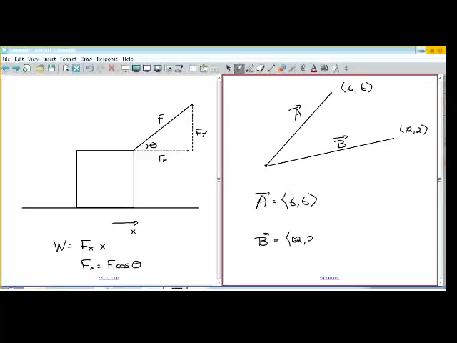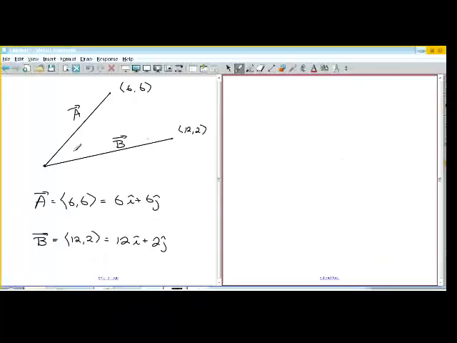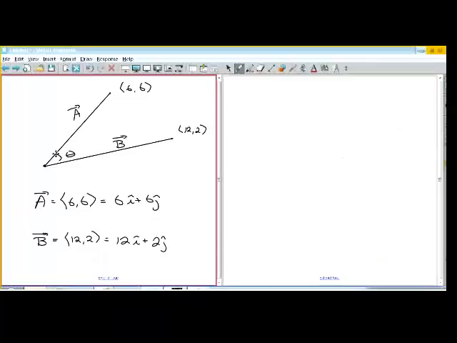So vector A can be represented as a coordinate pair, and we use these little brackets that look kind of like a less than and greater than sign. Vector B would be the same thing, except with 12 and 2. Or we can write it as 6i hat plus 6j hat, so we could say it's an x component and a y component. Same way here, it's 12i plus 2j.